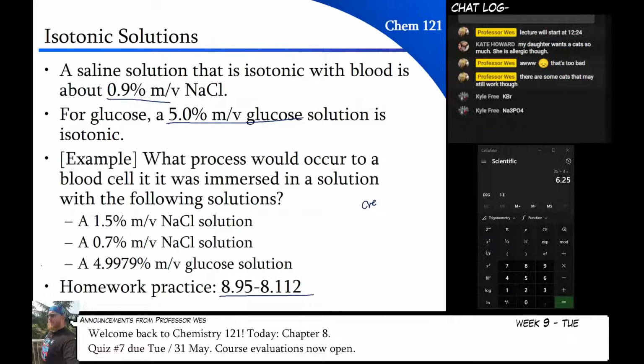Oh my goodness, come on. There we go. So crenation, and then hemolysis. I think it's actually pronounced hemolysis, but lysis means your cells rupture. So which of those processes happen for these solutions? Tell me what you think in the chat. I'm going to number these 1 through 3. We'll go over the answers in about 2 minutes.